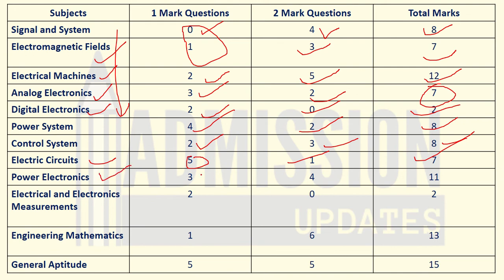Next is power electronics. In power electronics, 3 questions were of 1 mark, then 4 questions were of 2 marks, and the total weightage of the chapter was 11 marks. Electrical and electronics measurement. In electrical and electronics measurement, 2 questions were of 1 mark, and there were no questions of 2 marks. So with this the total weightage of the chapter was 2 marks.